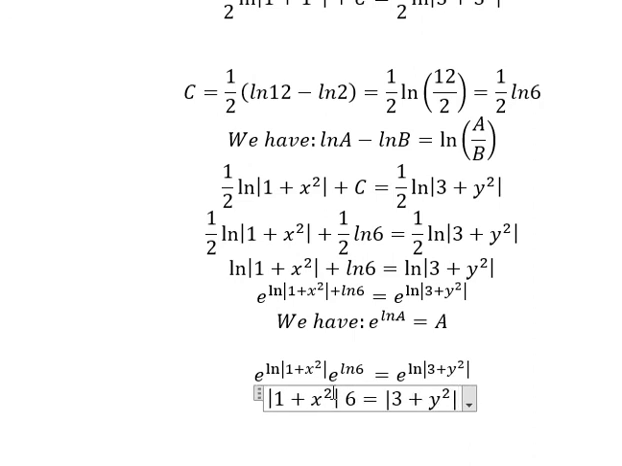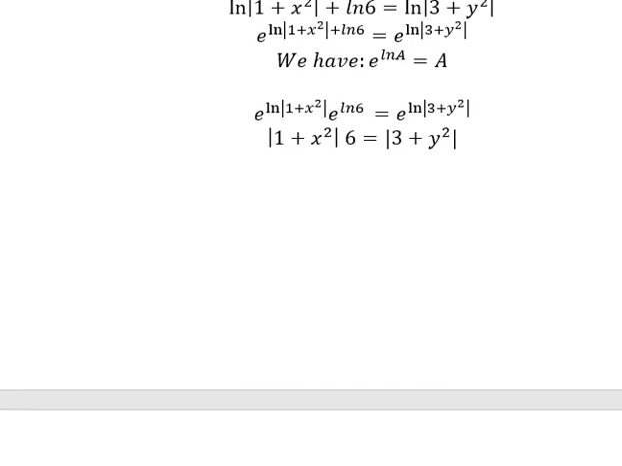We know that s squared and y squared always provide a positive number, so we can cancel the absolute value. And now we just have the final answer. This is the end. Thank you for watching.